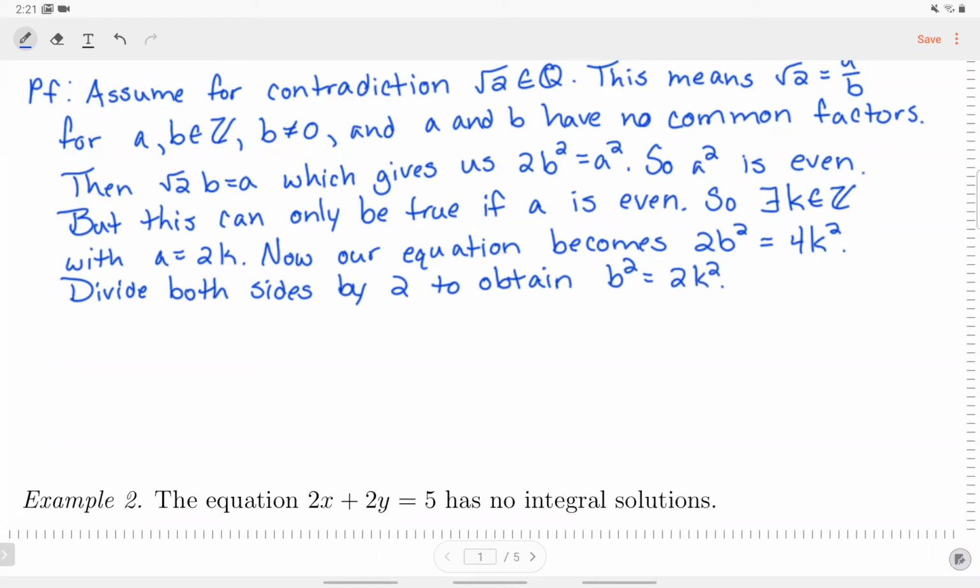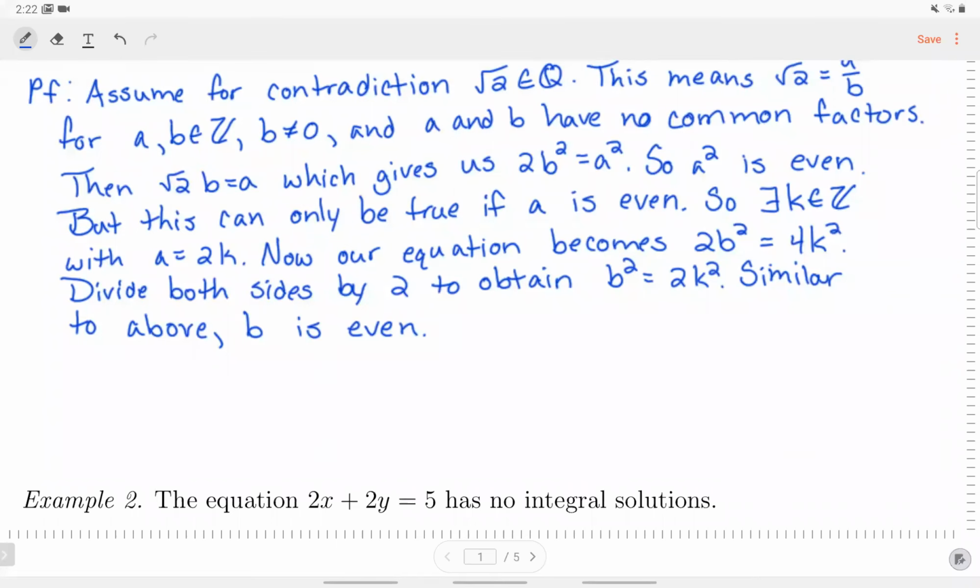But wait, what does that mean about b? b is even, because b squared is even, therefore b is even. Similar to above, however you want to phrase it. b is even. But why can't b be even? Yeah, that fraction was supposed to be in reduced form. It was supposed to not have common factors. I just found a common factor.